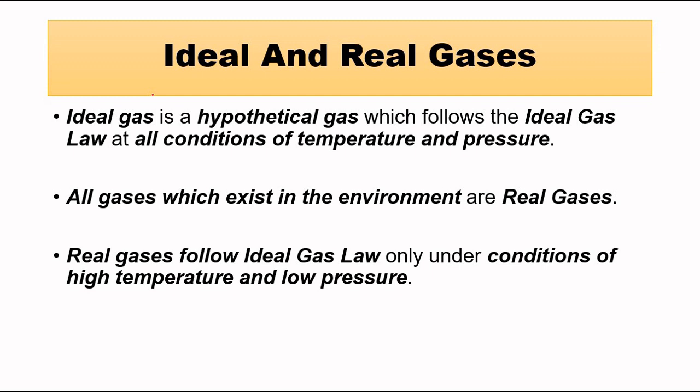So at any condition of temperature and pressure, the ideal gas concept basically tries to say that all gases should behave in a similar manner at all conditions of temperature and pressure. That is the concept of ideal gas. But real gases, they do not behave in that way. They have different behavior, and at different temperature and pressure combinations, they behave in a different manner, which is very different from the concept of ideal gas.